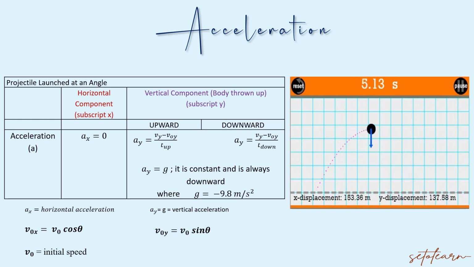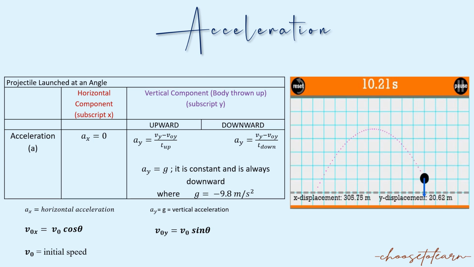Since the vertical component of acceleration is constant, what's the use of this formula that I've presented? This is for us to use if we are to find the final vertical velocity or initial vertical velocity or time. So if we will focus on the upward motion, we will use this formula. Acceleration equals the final vertical velocity, which is equal to 0 for the upward motion, minus initial vertical velocity divided by the time going up.